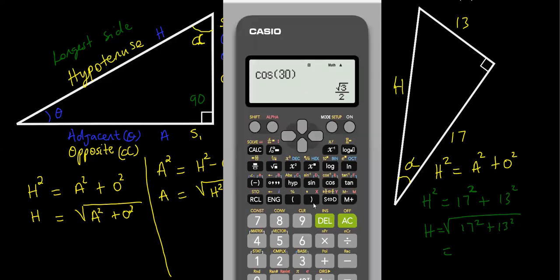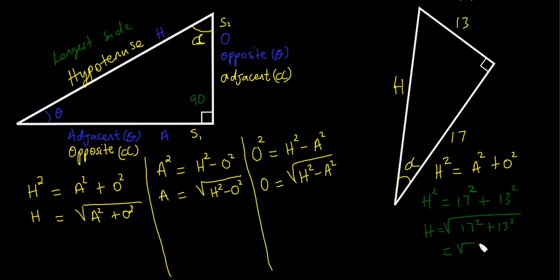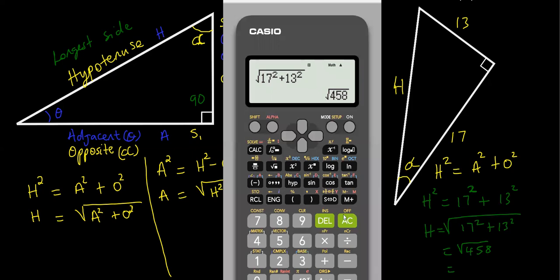Let's punch it into our calculator and see. We've got the root of 17 squared plus 13 squared. We get root 458. Then if we have root 458, how do you put it in decimal? It's going to be 21.4.